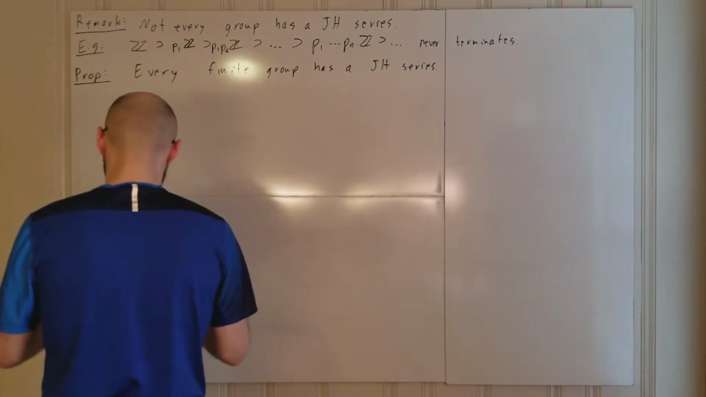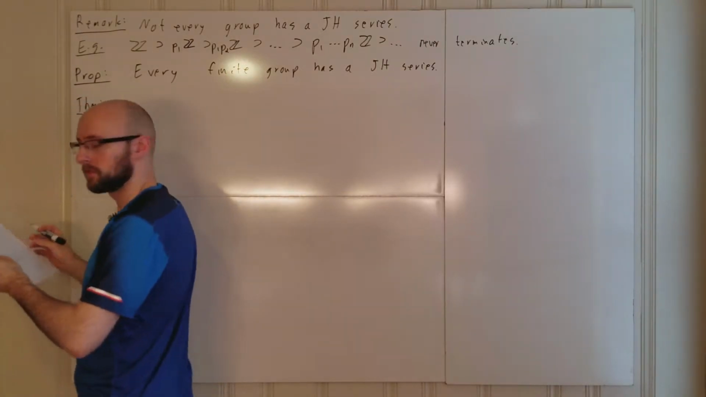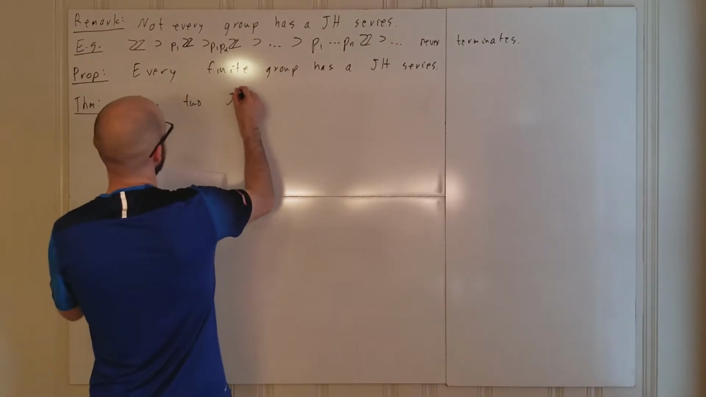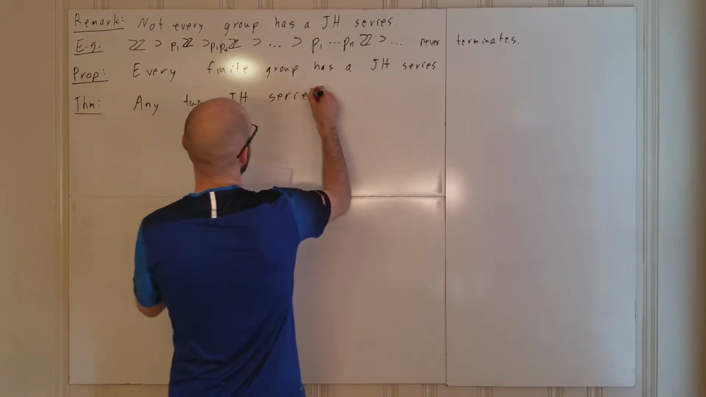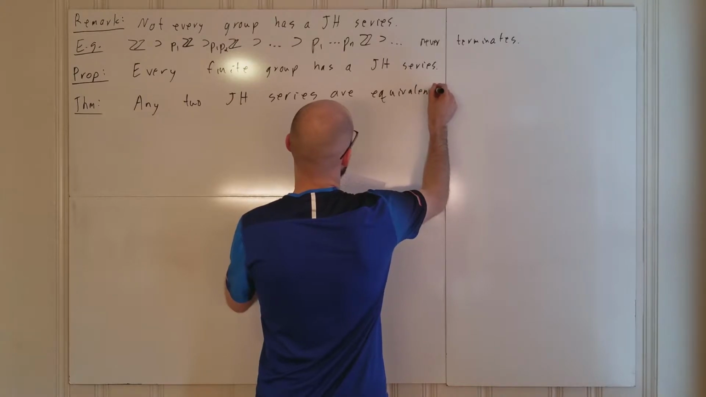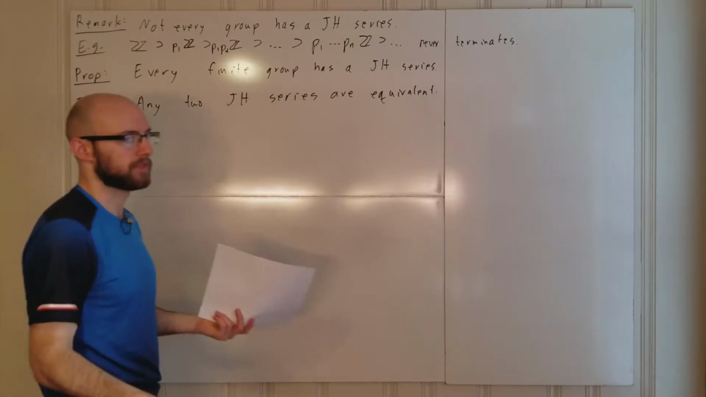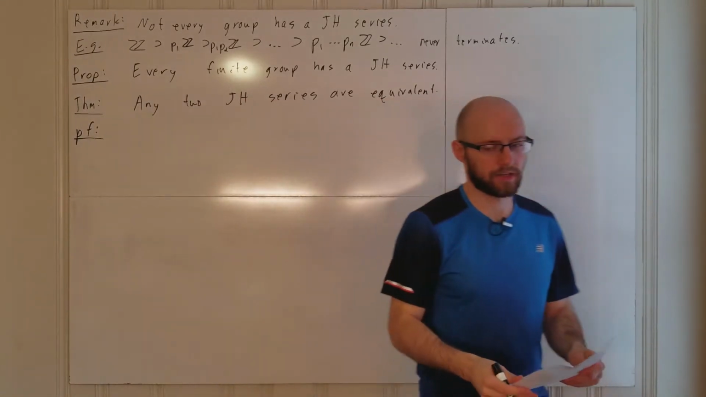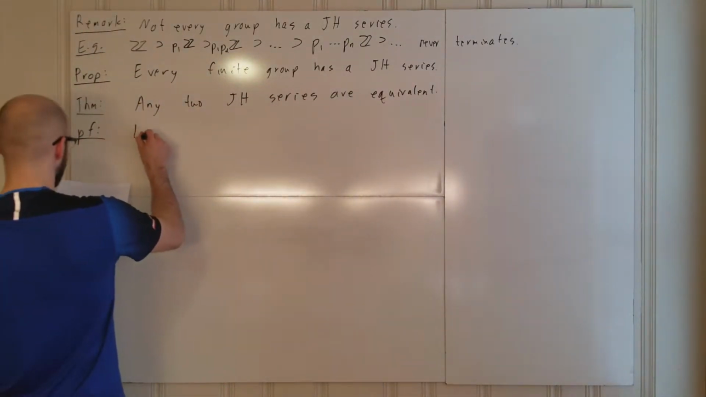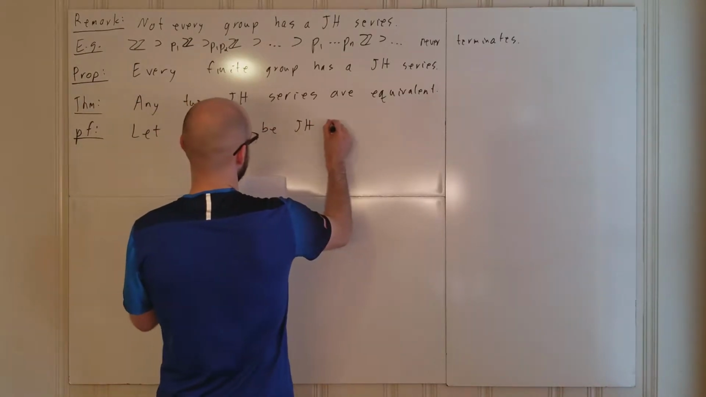All right, so now let's do a theorem. Any two Jordan-Holder series are equivalent. Okay, so for the proof, I'm going to be a little hand-wavy in parts of this, but I'm going to try to be as clear as possible. So let sigma 1 and sigma 2 be Jordan-Holder series for some group.